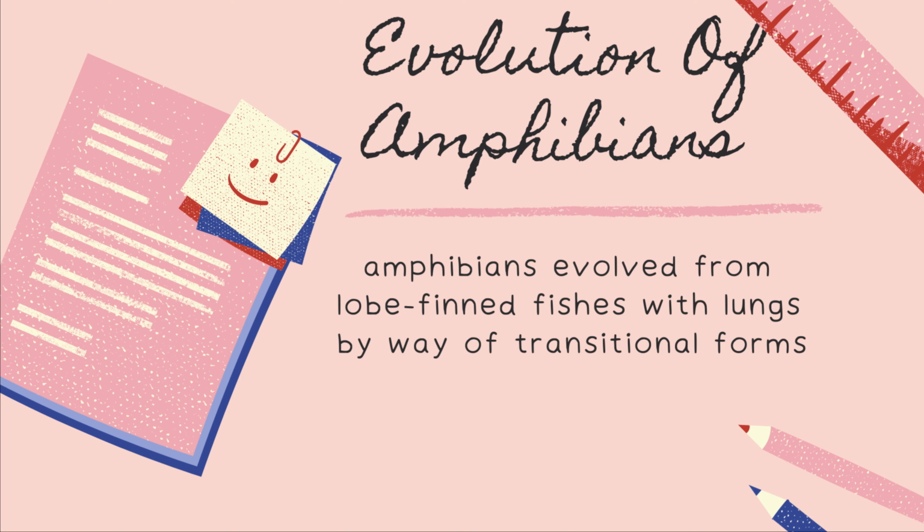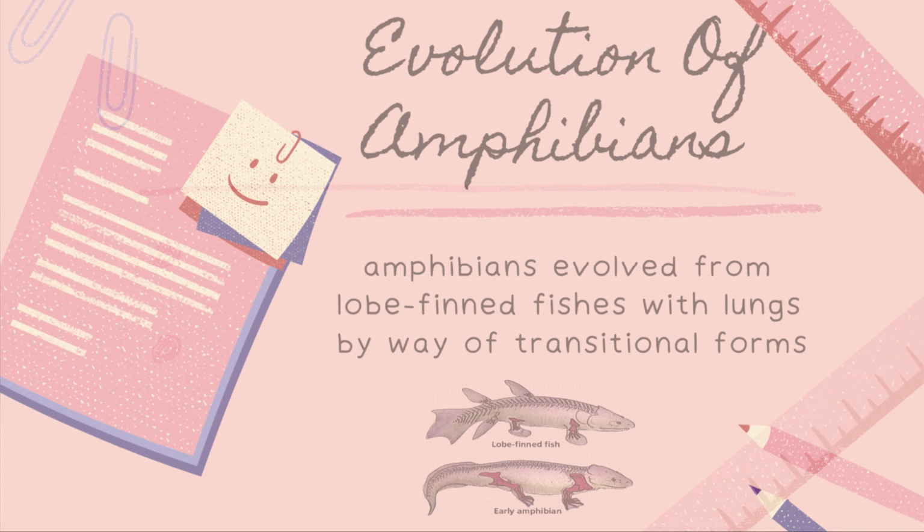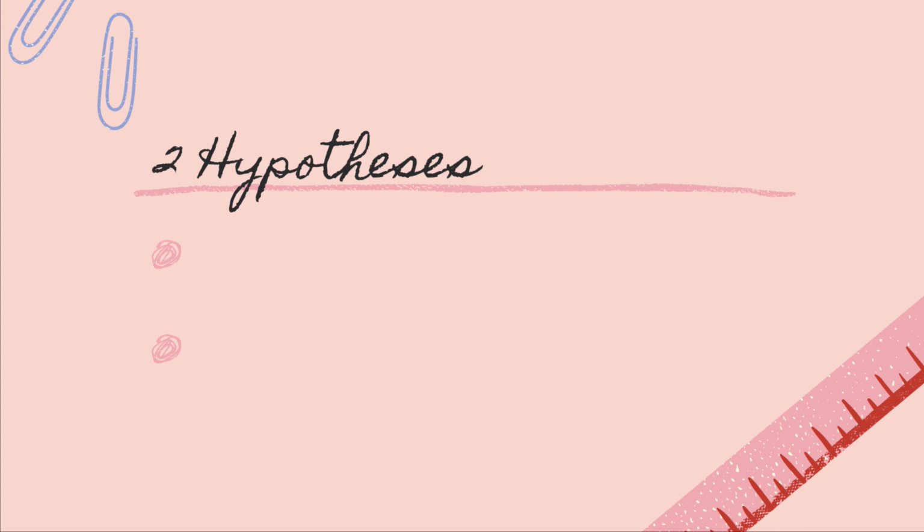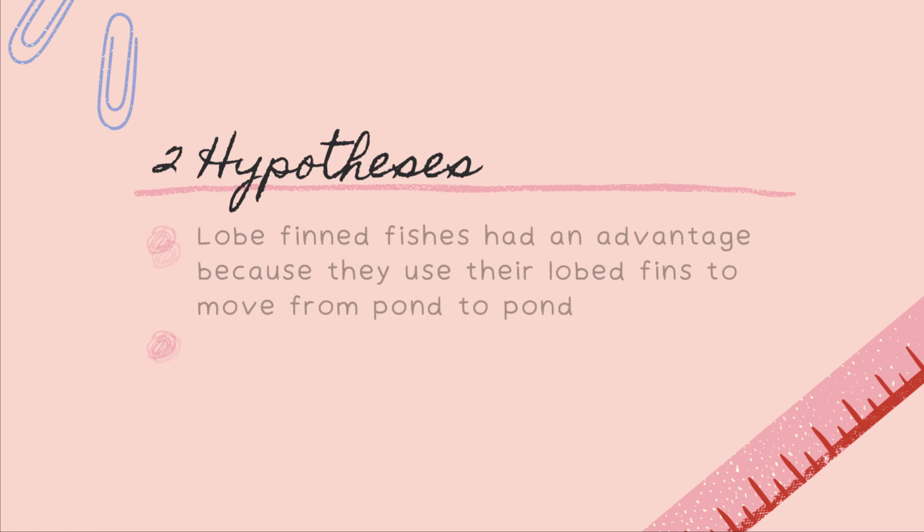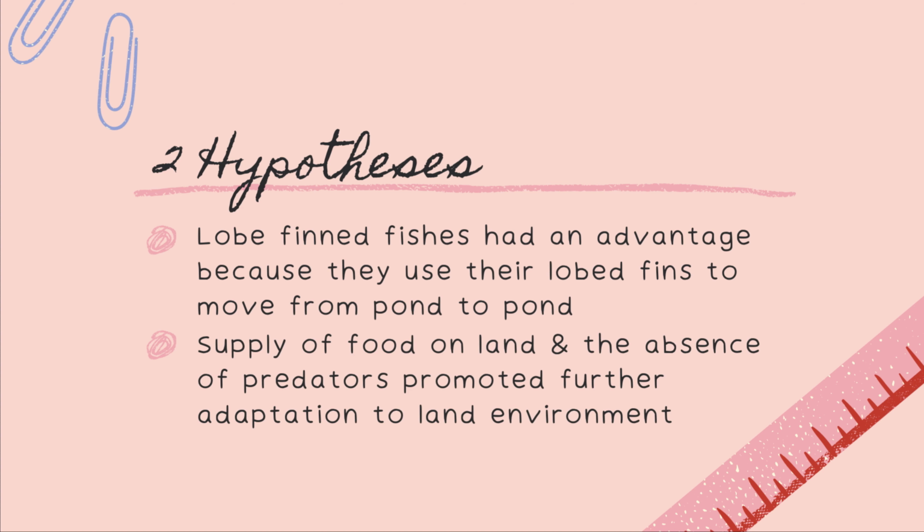Thank you, Hannah. So now I will talk about the evolution of amphibians. Amphibians evolved from lobe-finned fishes with lungs by way of transitional forms. There are 2 hypotheses that explain the occurrence of the evolution. First, lobe-finned fishes used their lobe fins to move from pond to pond. And secondly, this promoted further adaptations due to the supply of food and the absence of predators on land.